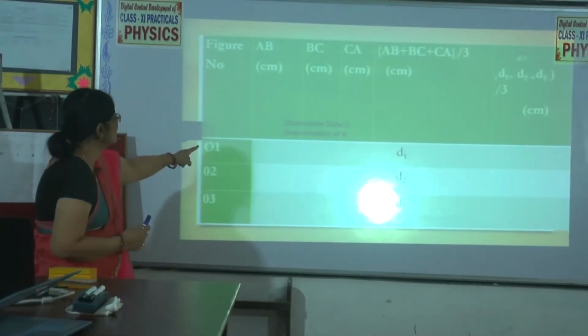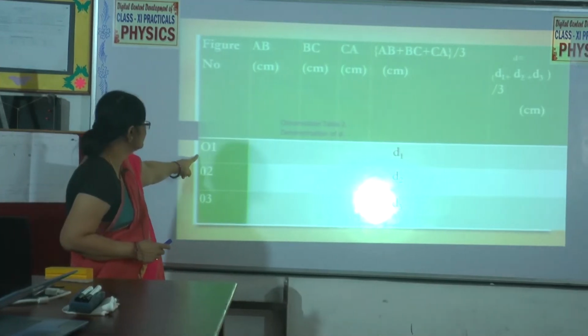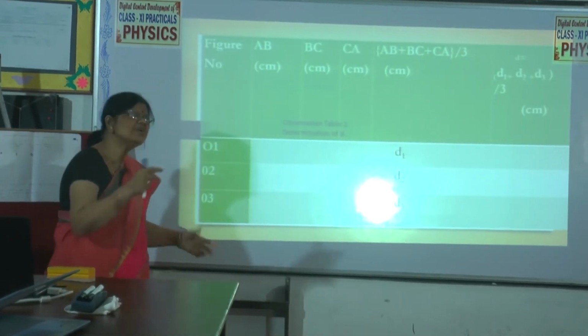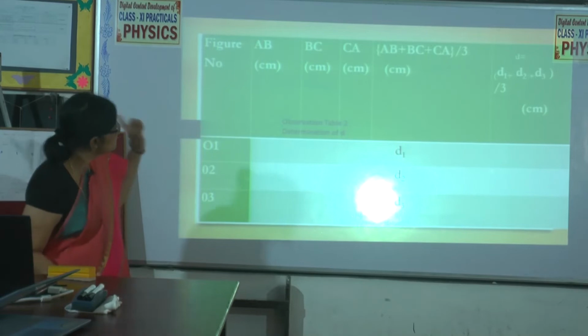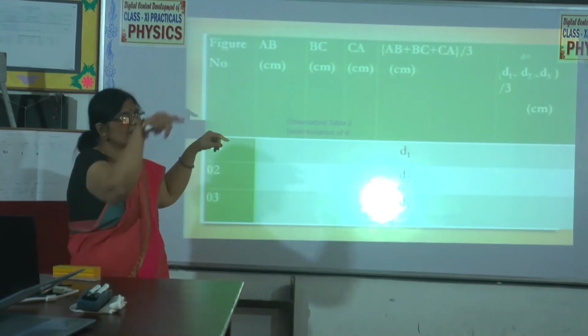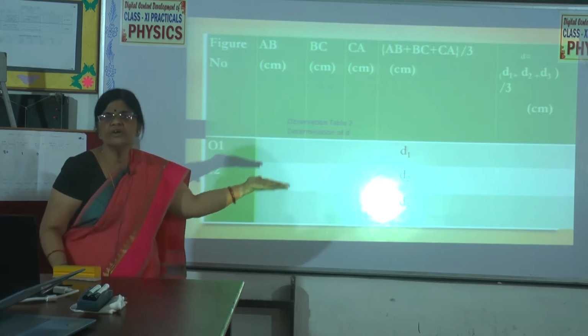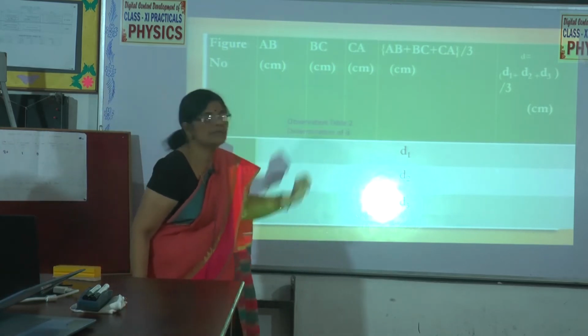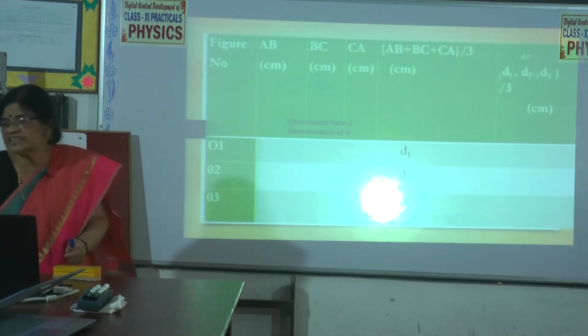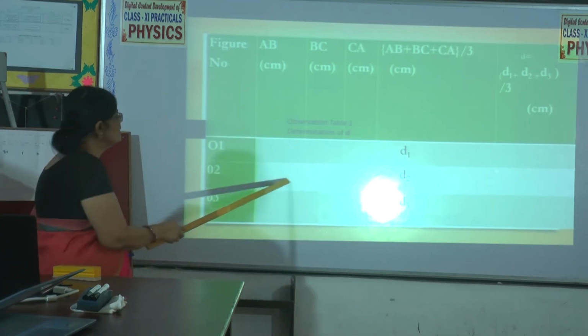You will have to measure for every figure. This is the first figure, second figure, third figure. Every figure, an equilateral triangle, has equal sides. But still, measure the ABC triangle. The sides AB, BC are more or less the same, but take the mean as D1. Similarly, for the next figure, take the next AB, BC.